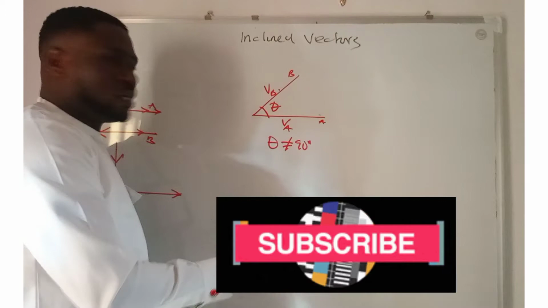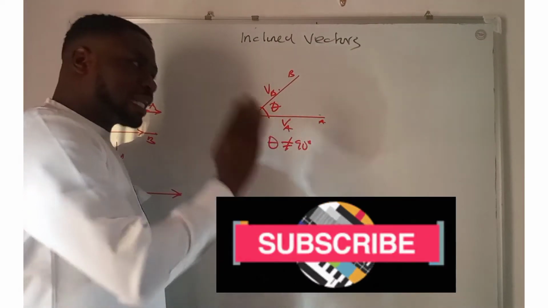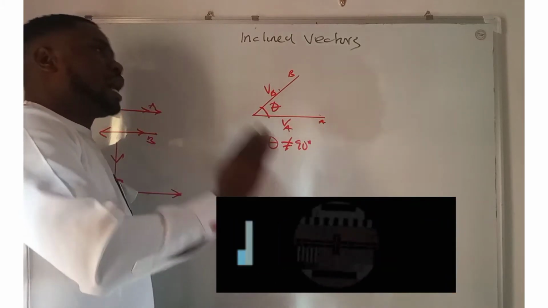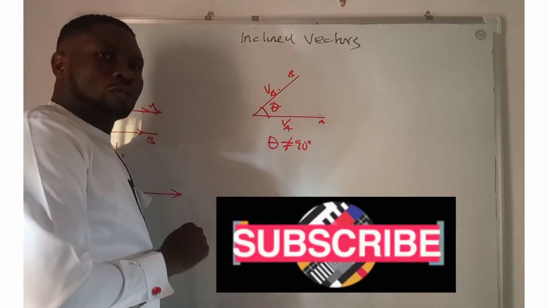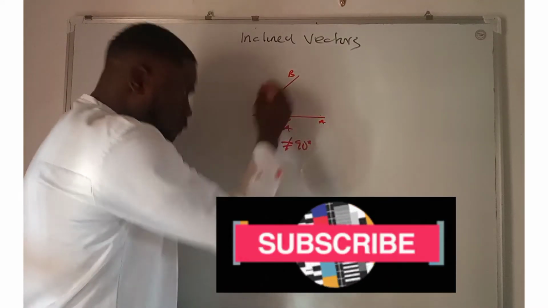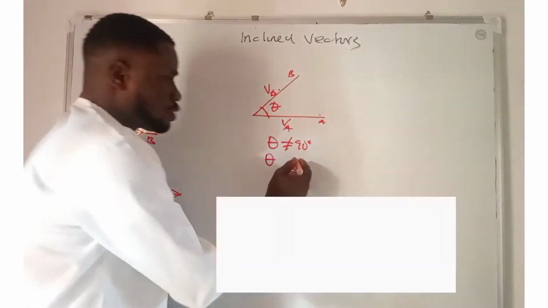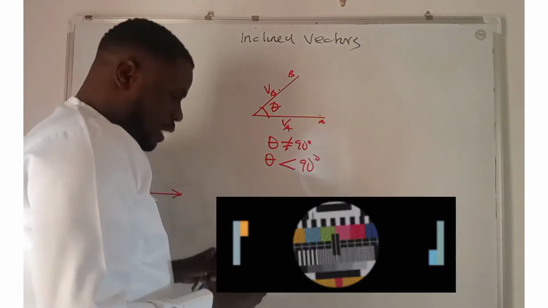So how do we solve it? What I want you to know, once you have inclined vectors, is that inclined vectors are a system of vectors where the angle between the two vectors is not equal to 90 degrees. In most cases, this angle theta, which is the angle formed between the two vectors, will be less than 90 degrees. Now, how do we get the resultant?